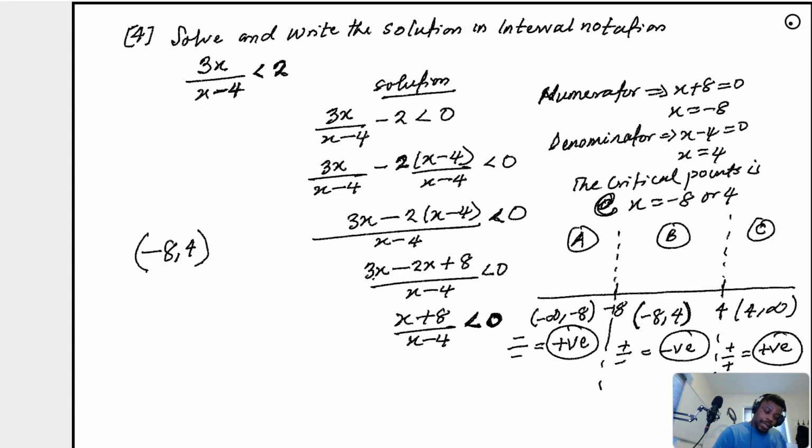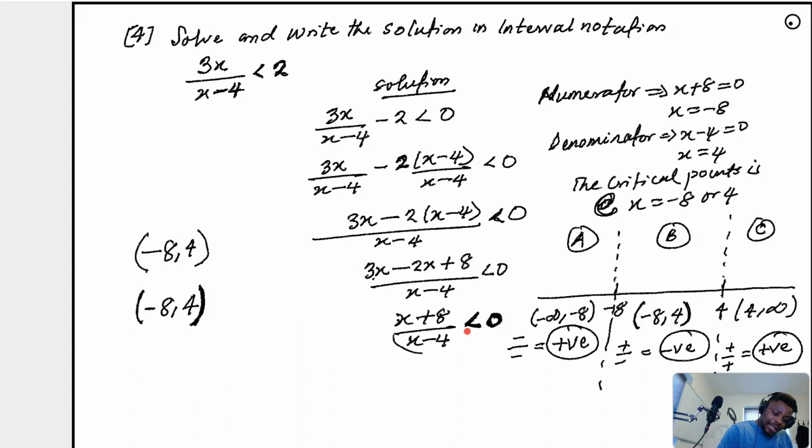So now let's pick our solution. And remember, for you to pick your solution, you're only interested in the numerator. What gave us numerator? X is minus 8. So minus 8 plus 8, that is 0. So everything here is 0. Is 0 less than 0? That is false. So it simply means minus 8 cannot be part of the solution. So it's still going to be this bracket and 4. Remember, 4 cannot be part of the solution because that gives you undefined.